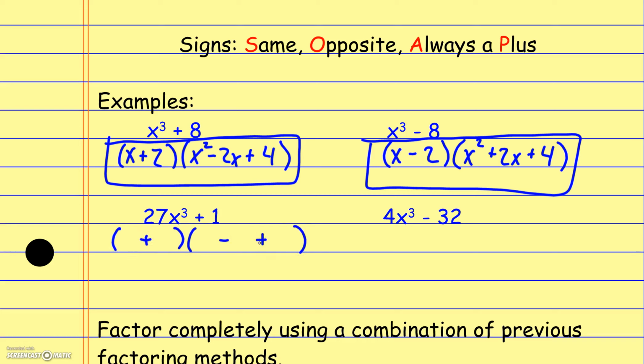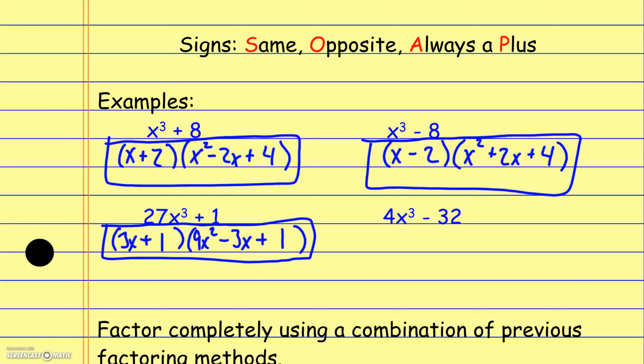And now I fill these in. The cube root of 27x to the third is a 3x. The cube root of 1 is a 1. And now when I square that first piece, 3x times itself, that's a 9x squared. I've got to square each piece. The 1 squared is a 1. And now when I multiply the two pieces, that's a 3x. That goes in the middle. All right? So again, it's just a matter of memorizing this pattern.